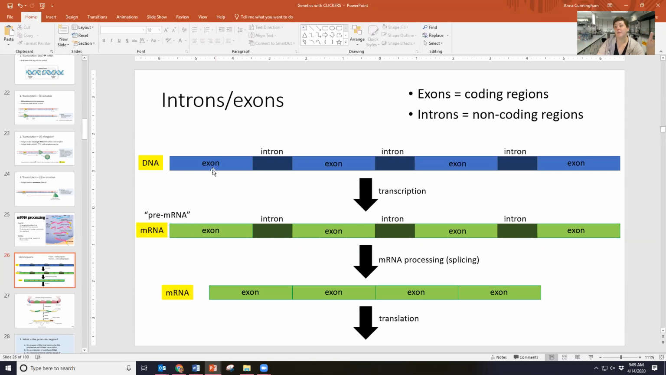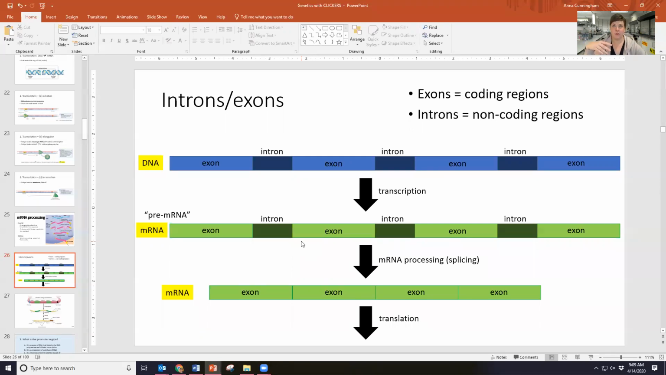So what we have to do is transcribe DNA into pre-mRNA, both exons and introns. And then we process that mRNA. One of the things we do during processing is we splice out those introns. The reason we splice out those introns is, again, because they do not contribute to the amino acid sequence. So we just don't need them in there.